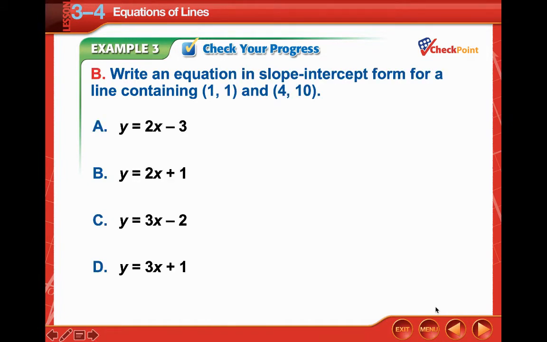All right, write an equation in slope-intercept form for a line containing (1, 1) and (4, 10). So I'm going to stop speaking for about 5 to 10 seconds. It'd be great if you guys could solve this one on your own. Pause the screen and solve it.